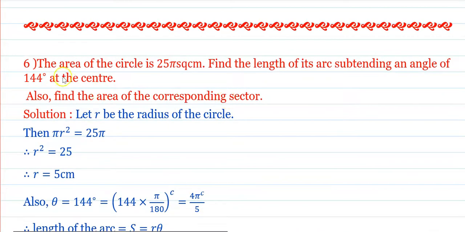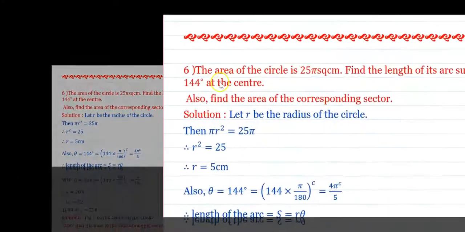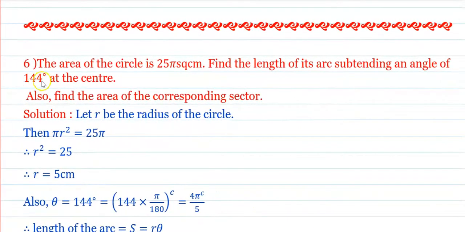Now the next problem. The area of the circle is 25π square centimeter. Find the length of its arc subtending an angle of 144 degree at the center. Area of the circle is given. We want to find out the length of the arc. S is equal to r theta. Theta is given. We want to find out this arc with the help of the area of the circle.